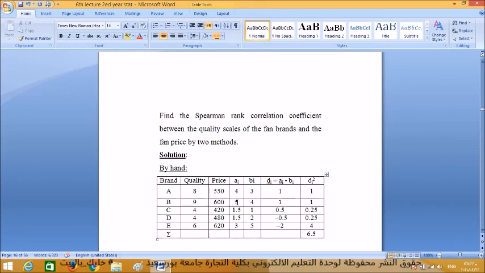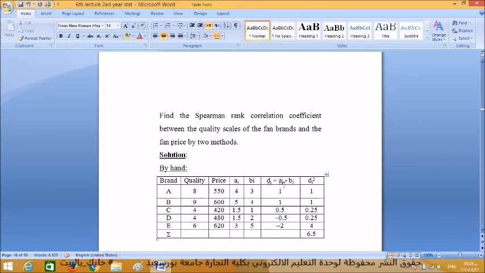Here for the other variable, the price, this is the smallest, 420, so the rank equals 1. Next is 480, number 2. Next 550, number 3. 600 number 4, 620 number 5.